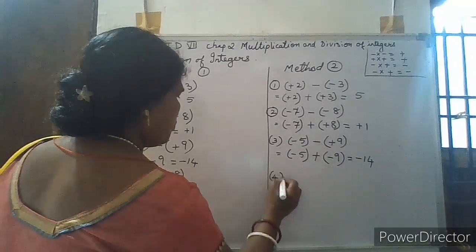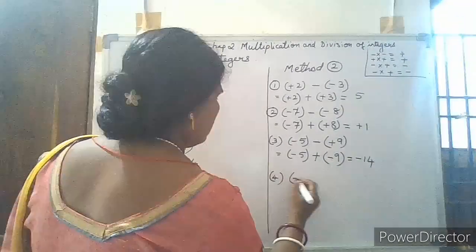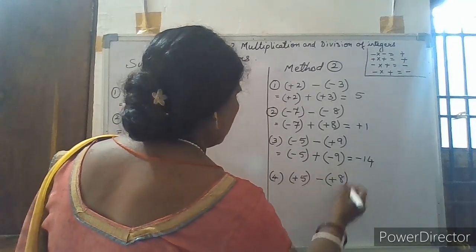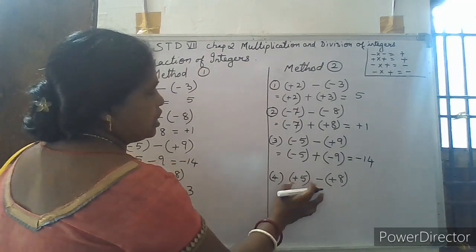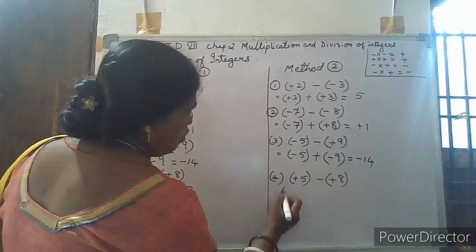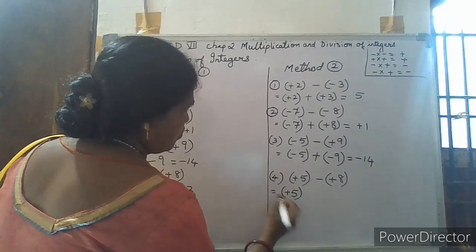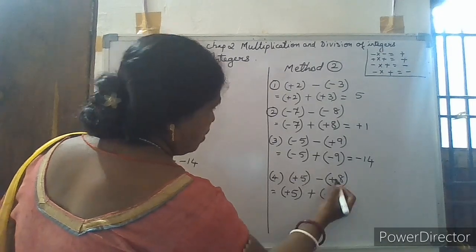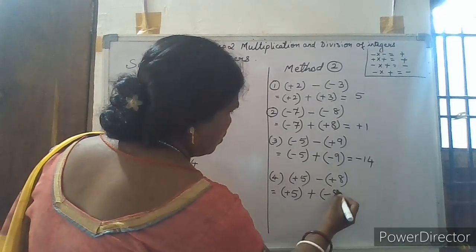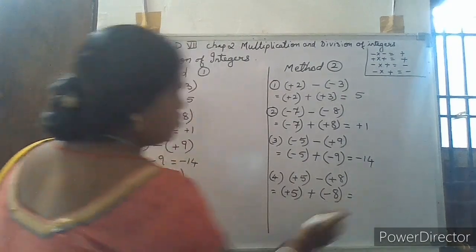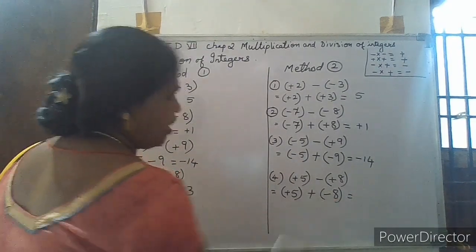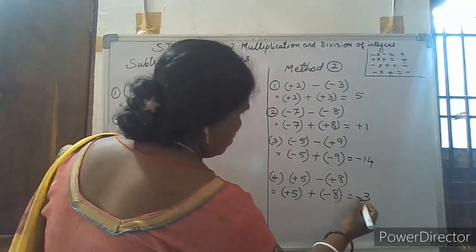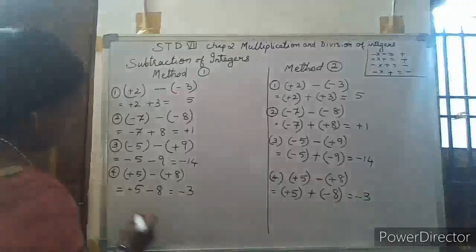Fourth one, with the second method, same example, plus 5 minus in the bracket plus 8. So here we are changing it into addition form. It is plus 5. Minus will change to plus and inside the bracket plus will change to minus 8. Now apply the rules. Both the numbers have different sign. Subtract them. 8 minus 5 is 3 and put the sign of the greater number, minus sign.